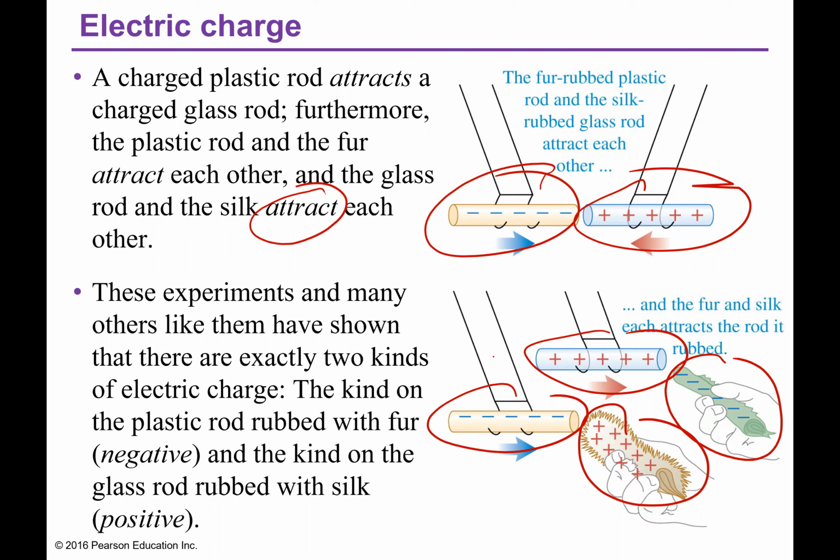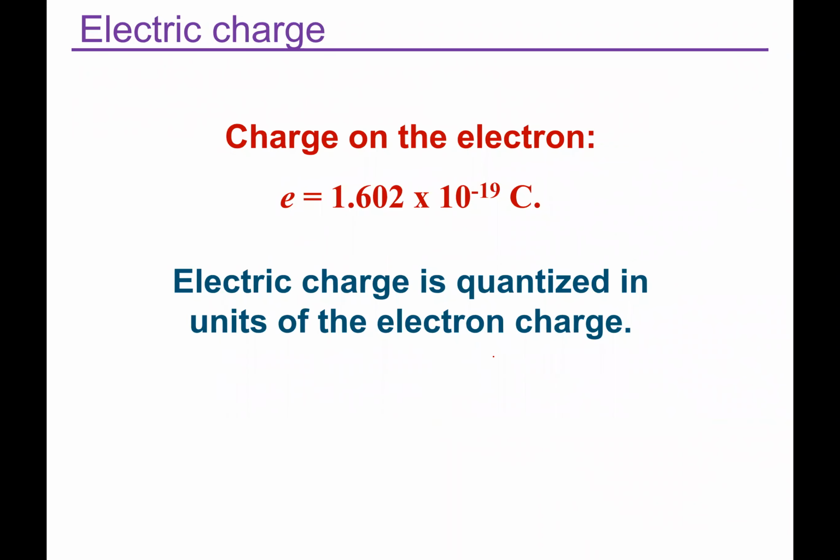So that's the experiment that was done to recognize that there are actually two types of charges, positive and negative. Coulomb then was able to do experiments to see the force between them.